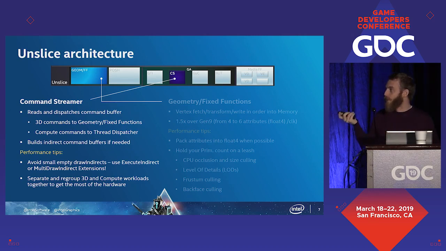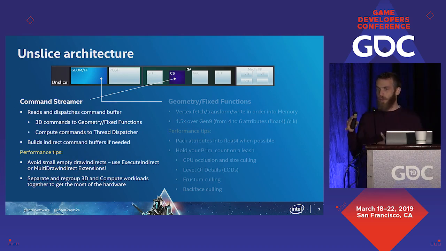So here, the performance tip is really to avoid a lot of small empty draw indirects when you're doing a GPU-driven rendering type of approach. And if you do, use either D3D12 ExecuteIndirect or the multi-draw indirect extension, which not all of the APIs support.